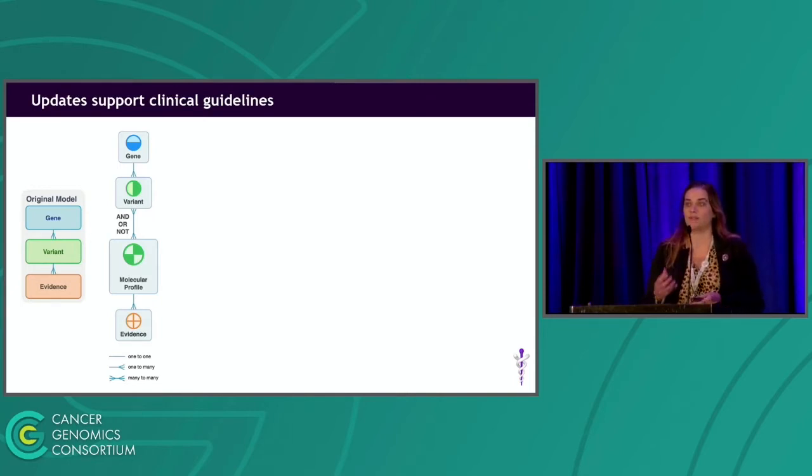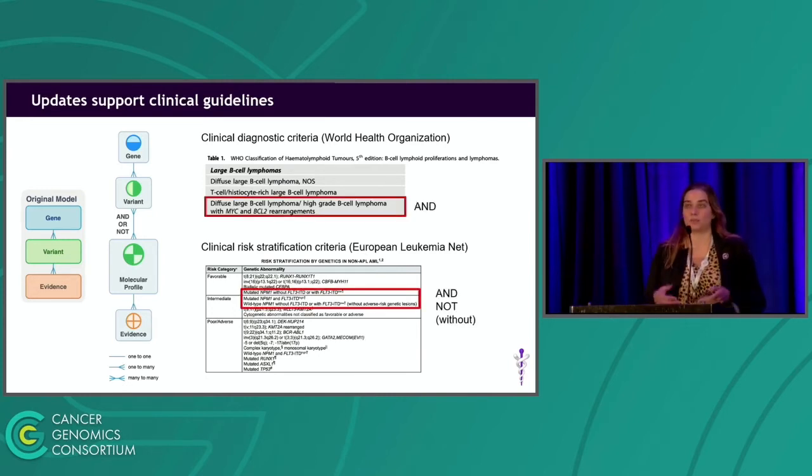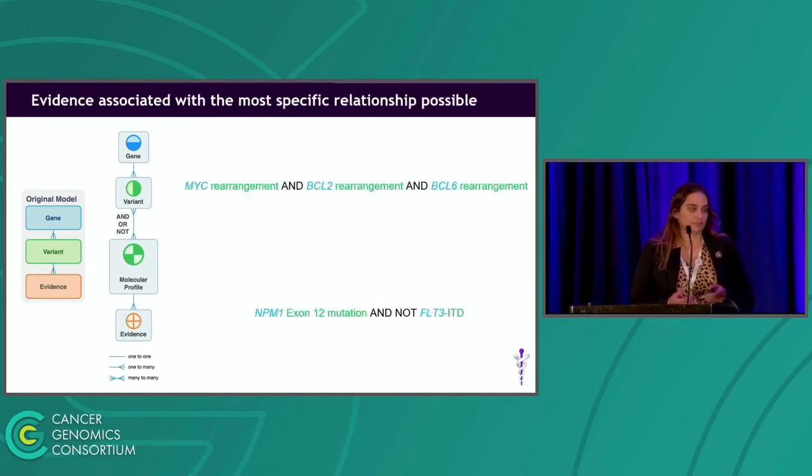And while we often think about variants as, oh, this variant, we all know that this is becoming more and more prevalent, the interaction between these variants as being important. As some great examples, in the WHO diagnostic criteria for lymphomas, you can see that there's an and relationship between MYC rearrangements and BCL2 rearrangements. And in the case of risk stratification for acute myeloid leukemia, you have different interactions between the mutation status of NPM1 and FLT3. And so we can put these variants together, keeping each of them as modular structured data, but then associate them using these Boolean operators.